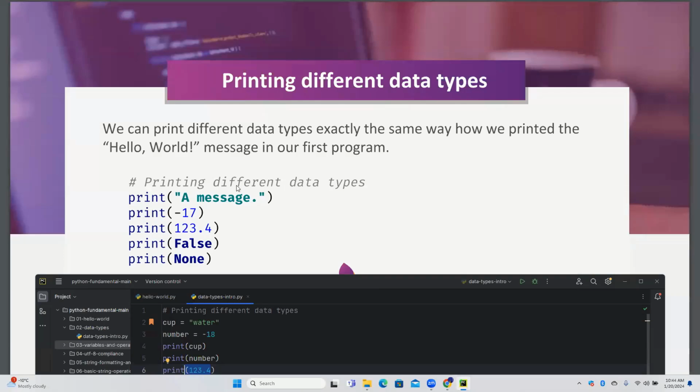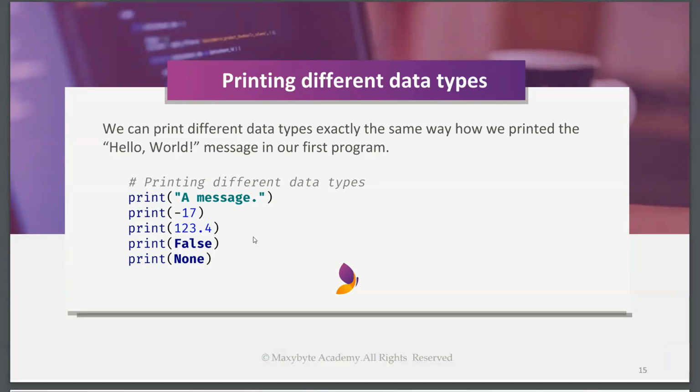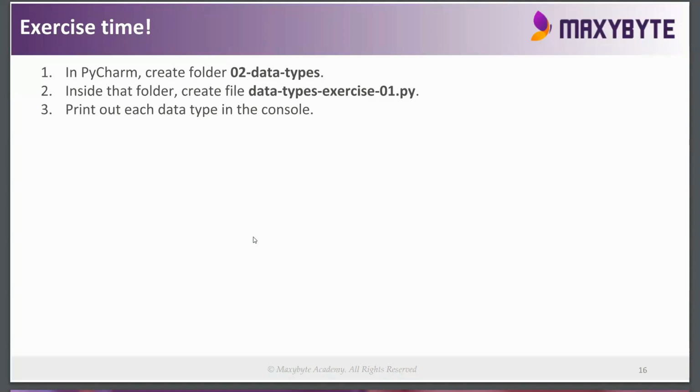So here we print out the different data types: a message, number, float, Boolean, and non-type. So do you have any question for this? No, I don't. Okay, so I'll move on to the next part. So the next part is basically exercise. And let's take a look at this exercise. And from there, we can make a conclusion if we actually understand what we talked about data types.